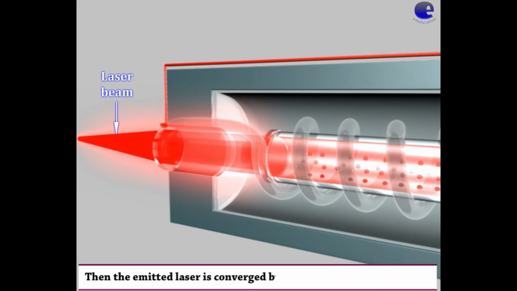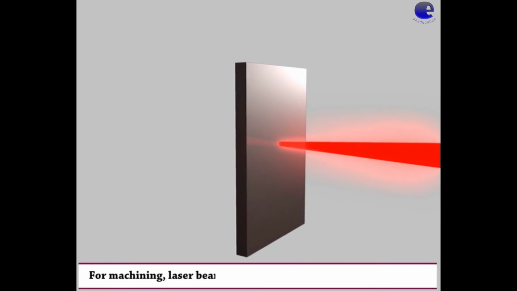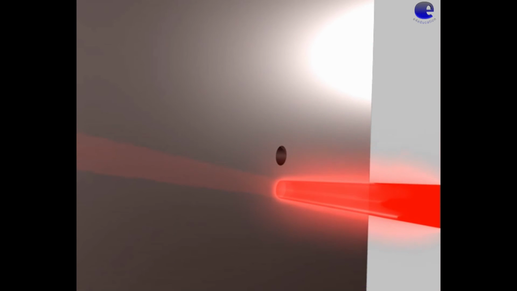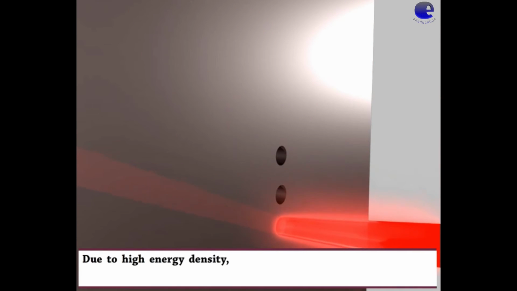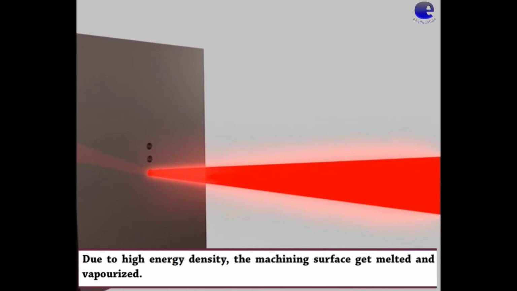Then, the emitted laser is converged by a lens to make it coherent. For machining, the laser beam is focused over the machining surface. Due to high energy density, the machining surface gets melted and vaporized.